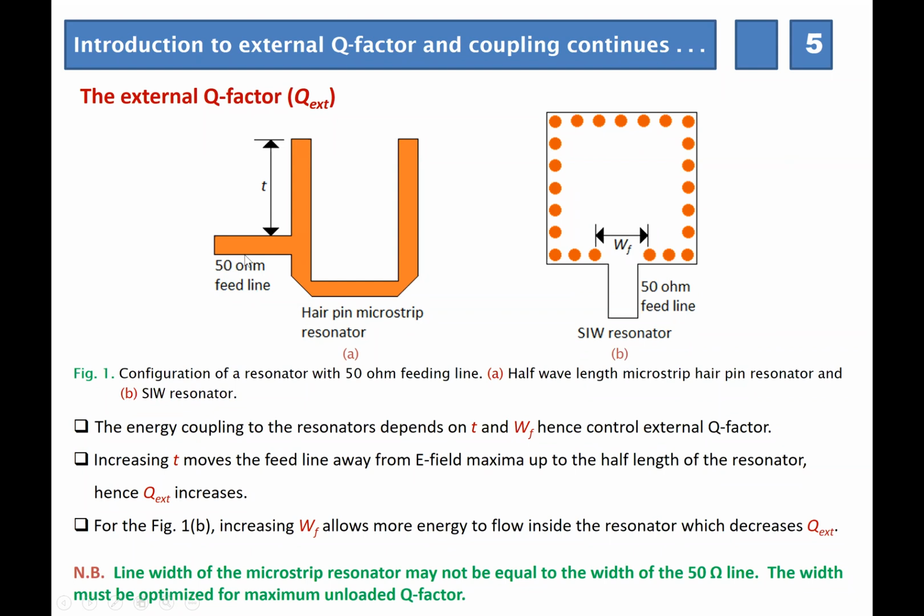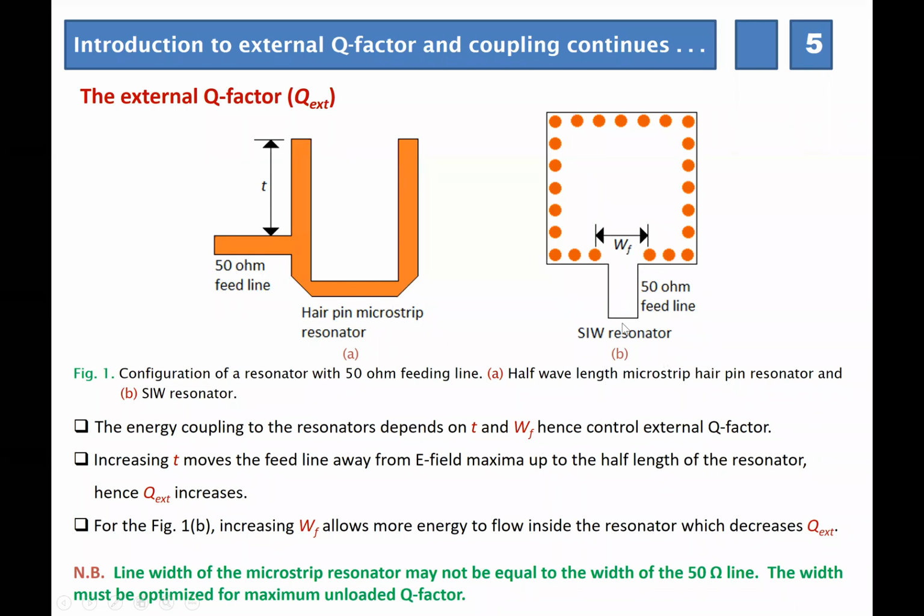If we feed this microstrip feed line to the mid plane of this hairpin microstrip resonator, then the electric field there is actually 0. But forcefully we want to make it maximum with this feeding line. If we feed at the mid of this hairpin resonator, then what will happen? Ideally 0 energy will be coupled. That means the external quality factor will be infinity. So no power will be coupled to this resonator from the external circuitry.